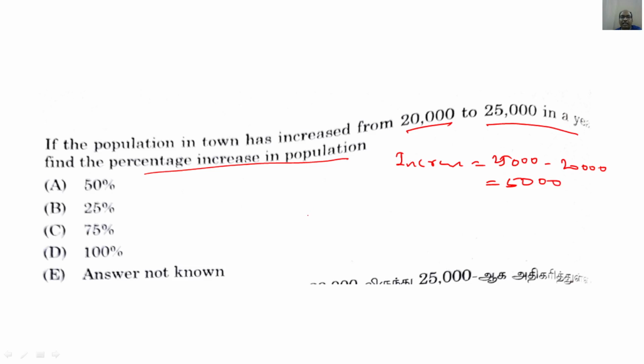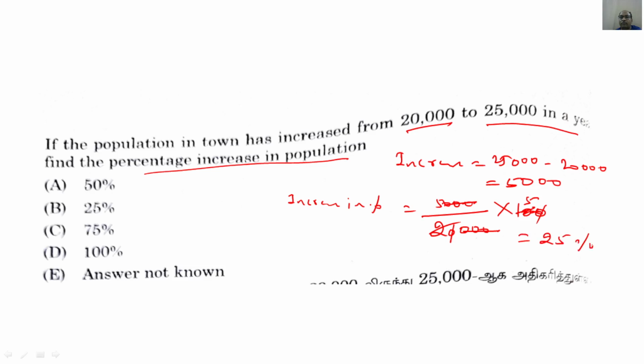Yes. So this 5,000 has to be converted into percentage. So increase in percentage: 5,000 divided by the original one, 20,000, and multiplied by 100. So 3 zeros cancelled, this 1 0 has to cancel, then 25. So it is becoming 25%. So 25% is the answer. So percentage increase in population that has taken place is 25%.